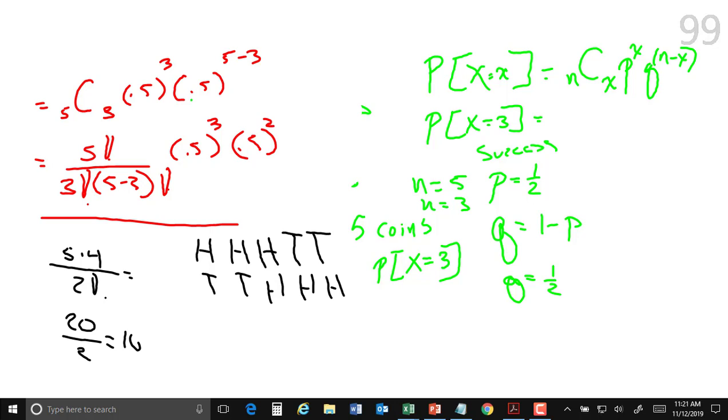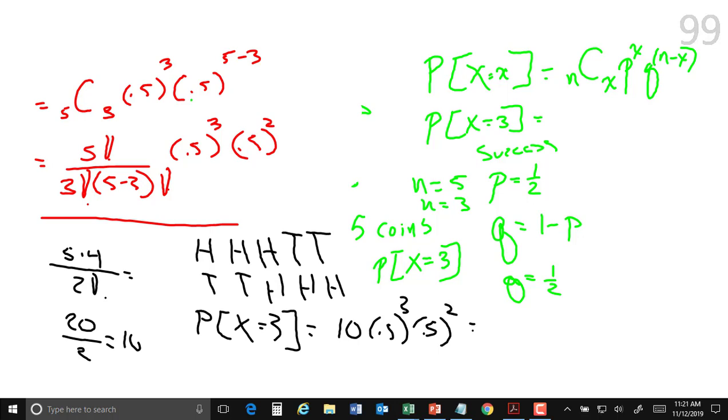So the answer is, the probability that the random variable takes on exactly 3 heads is going to be equal to 10 times 0.5 raised to the 3 times 0.5 raised to the 2. And that's the answer for getting exactly 3 heads.